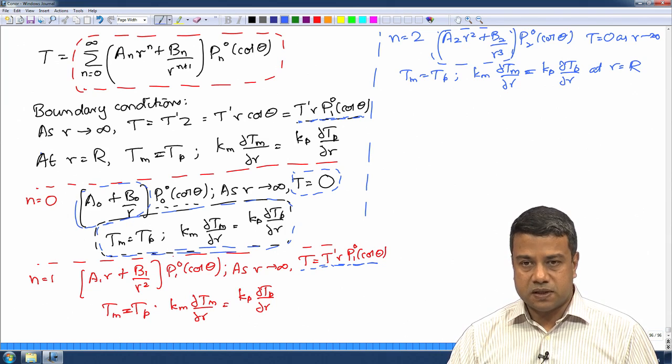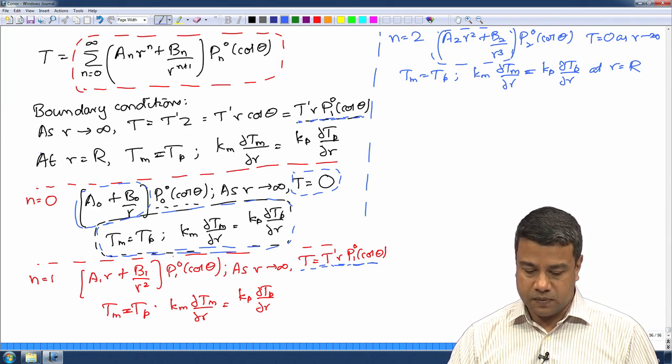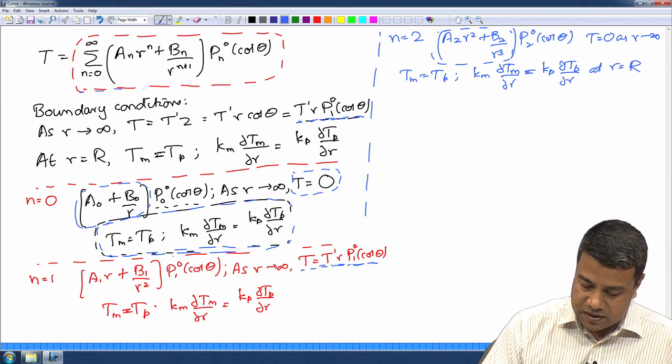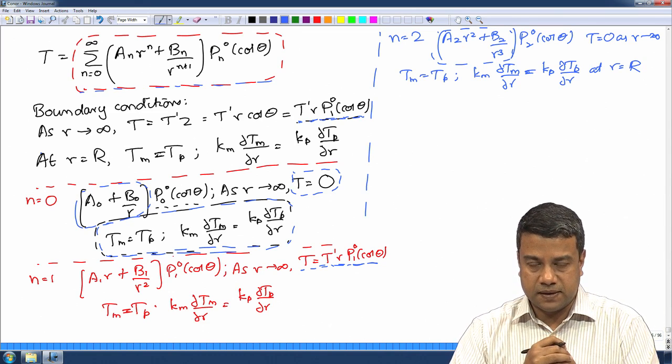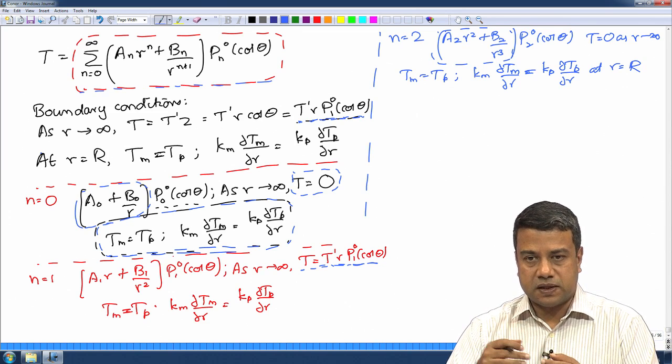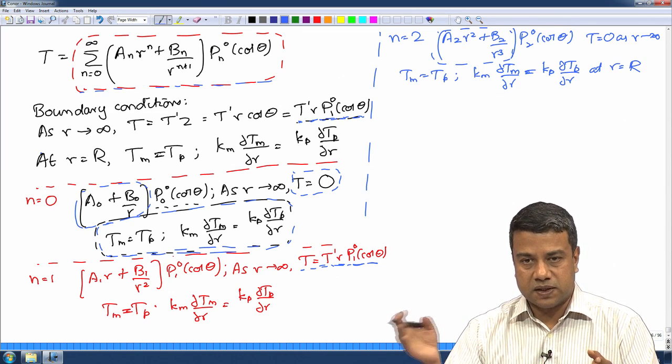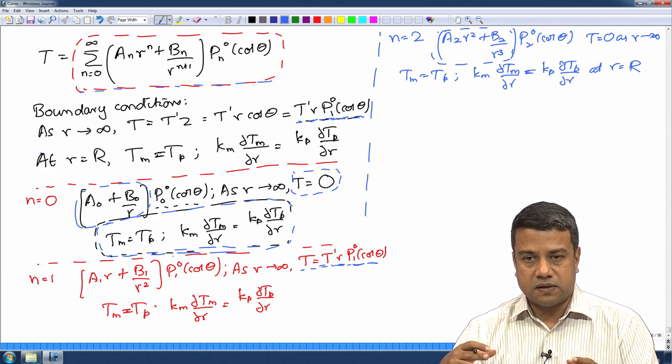So, just based upon symmetries alone, we have made the argument that only the term with n equal to 1 has to be included in the solution. Because there is no forcing with symmetry of P0, P2, etc. All of these are orthogonal to each other. Therefore, if the forcing has symmetry P1, all of the solutions also should have the same symmetry P1.